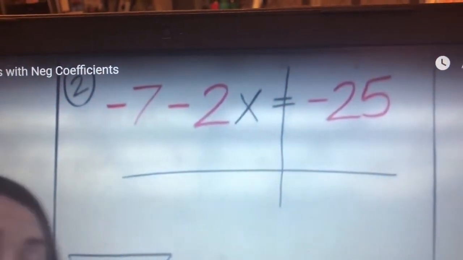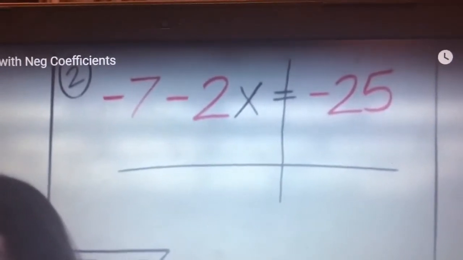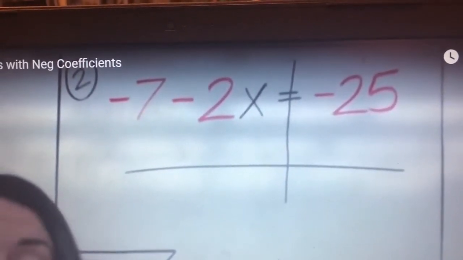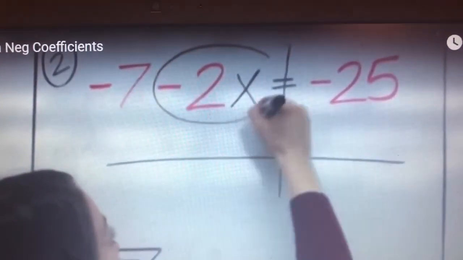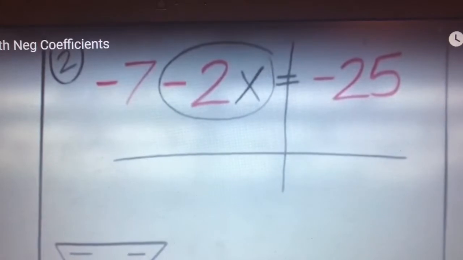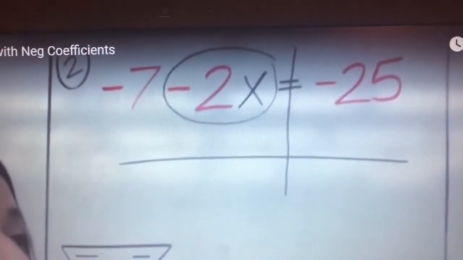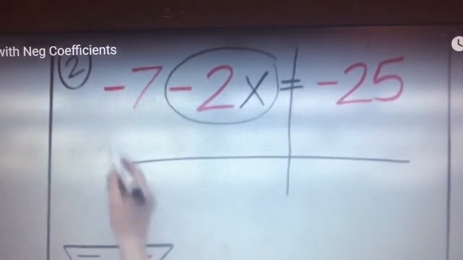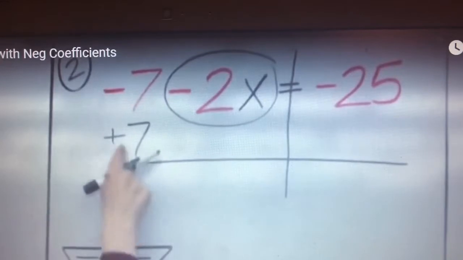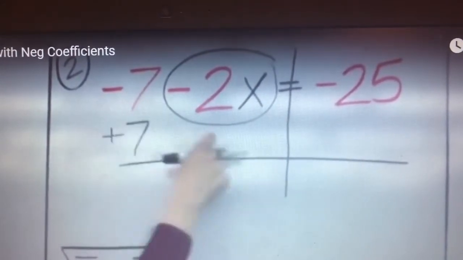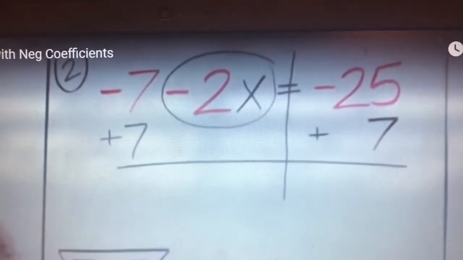Now, it'll be very important that you know how to circle the term. What is the term? It's negative 2x, right? So please circle that. Now you look at the number that's next to the term. The integer is negative 7. And you ask, what is the opposite of negative 7? It is positive 7. So you're going to add 7. Make sure you put the 7 under the 7, not under the 2x. You're going to add 7 to both sides.